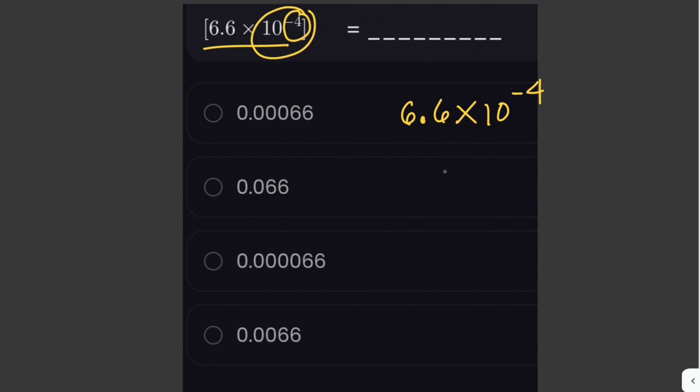4 places to the left. So it would be 6.6, 1, 2, 3, 4. So our decimal point will be here, then we add zeros. Therefore, 6.6 times 10 to the negative 4 is just equivalent to 0.00066. So the answer is this one, 0.00066.